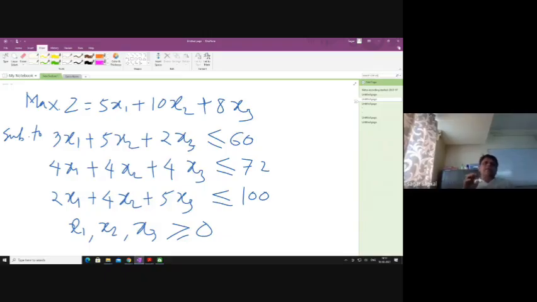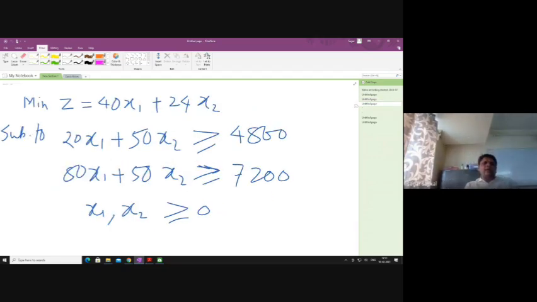And simplex method can be used for any number of variables, whether it is 2, 1 or more than 2. But if it is more than 2, only simplex method you have to use. You can't go for graphical method. Is it okay? So this problem we will consider for simplex method later on. Okay, now tell me whether this problem can be solved by graphical method? Yes, sir. Okay, then can you solve it? Try to solve this problem by using graphical method.